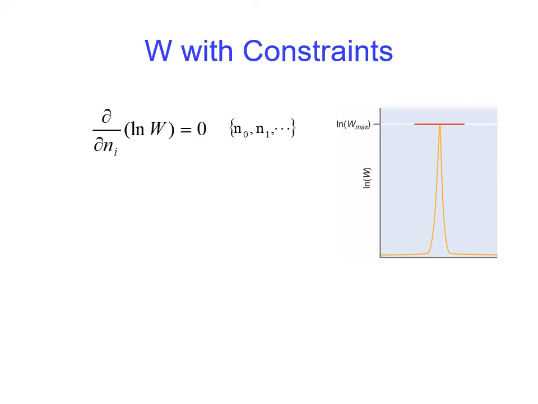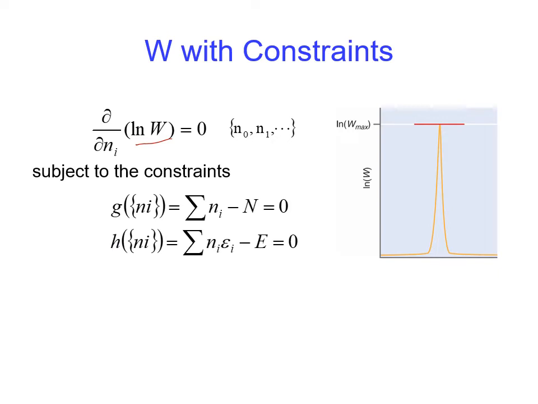Let's come back to the chemical system where we want to find the dominant configuration. Because the dominant configuration has the maximum weight, the partial derivative of the weight, or natural log weight, over configuration should be 0. And this is also subject to two constraints. One is that the total number of molecules is constant. The other is that the total energy is constant.